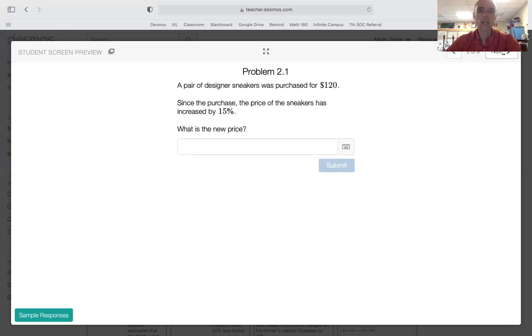Okay, so a pair of sneakers was purchased for $120, but since the purchase, the price of the sneakers has increased by 15%. Let's see if we can work this out. We have an original price of $120, and we want to increase that by 15%. Our original quantity is always thought of as 100%, so when we increase that by 15%, we get 115%. So I'm going to write out 115% here.